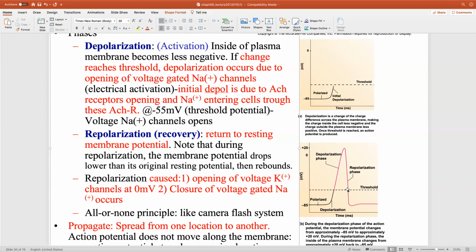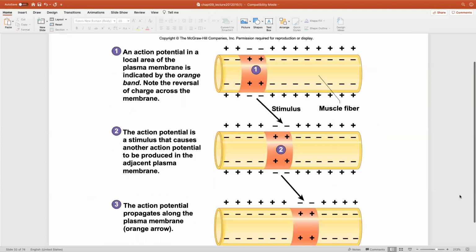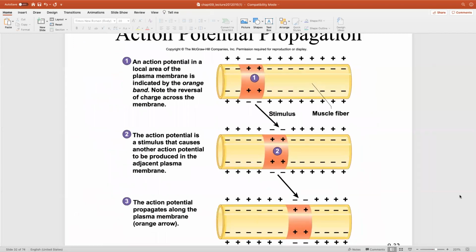So all the sodium's rushing in there. You've activated that one segment. Well, the sodium doesn't just stay still. Let me see if I have that slide right here. So what happens? Sodium comes into this segment through voltage-gated sodium channels. As sodium enters this area, it causes this area to depolarize and become positive, because the sodium rushes in. Now what else happens? As the sodium rushes into this segment, it causes this segment to activate.